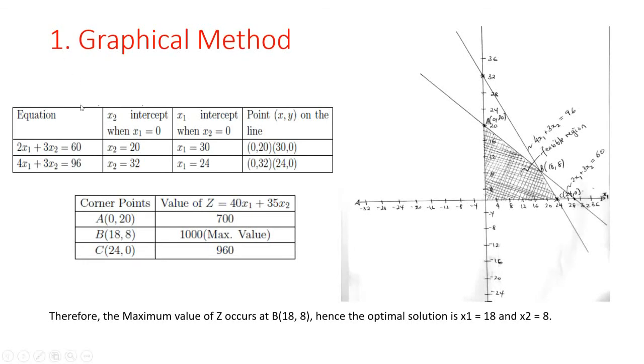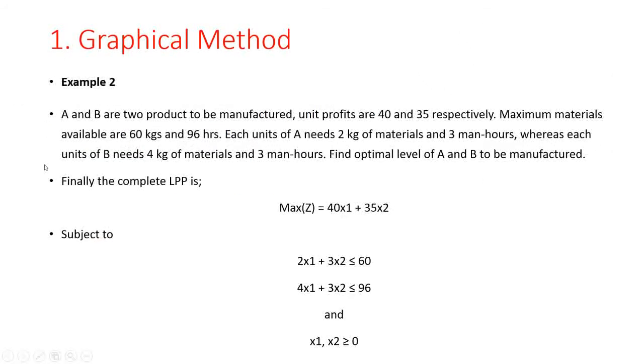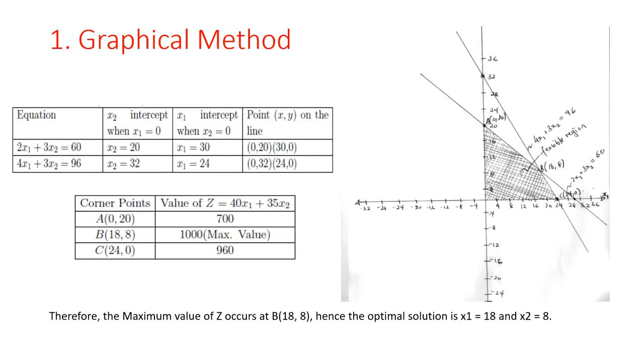Okay, see here. What are the equations? We have two equations here. In the previous example we had three equations, but here we have only two: 2x1 plus 3x2 equal to 60 and 4x1 plus 3x2 equal to 96. Again, first find the x2 intercept when x1 equal to 0. Putting x1 equal to 0 in the first equation, we get x2 equal to 20. And putting x2 equal to 0, we get x1 equal to 30.